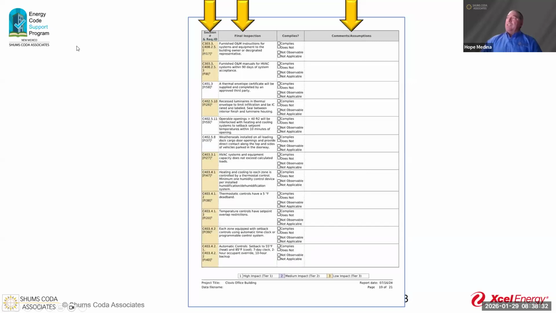I told you we would have a final inspection, and here it is. You can see right here, this is our final inspection checklist. This is what we're going to be looking at for compliance through here. Did we furnish the operating and maintenance manuals for the HVAC systems to the building owner within 90 days of the system acceptance? Do we have a thermal envelope certificate supplied and completed by an approved third party? When we get out and do our inspections, this is part of that commissioning. This lets us know that certain points on that commissioning have been completed, and we can verify what's there.